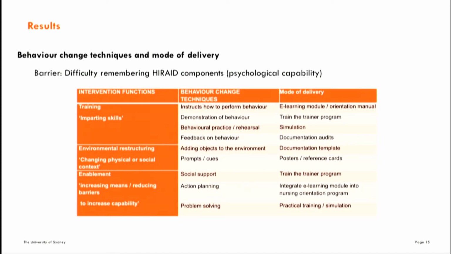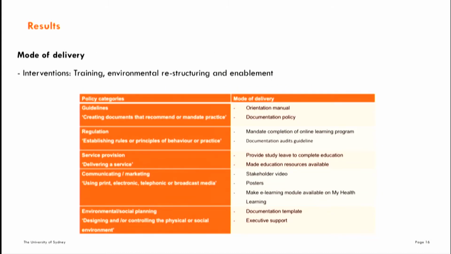And I'm going to talk specifically about those in a moment. And just to provide you an example of the types of policy categories that were identified to assist in delivering those interventions, I talked about before the use of guidelines to help ensure that nurses used the framework to guide their documentation. We came to the conclusion that integrating that into a policy would be useful to help inform that practice.